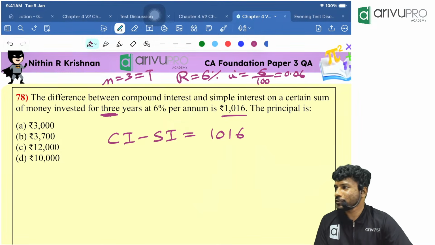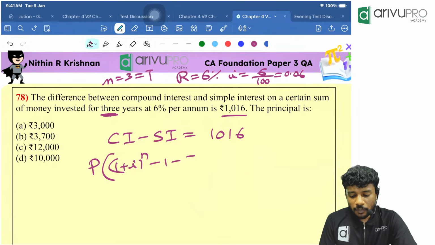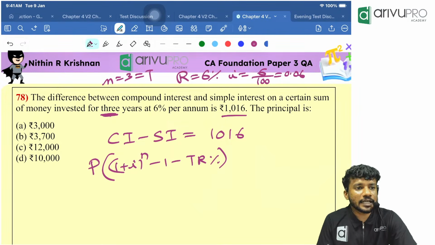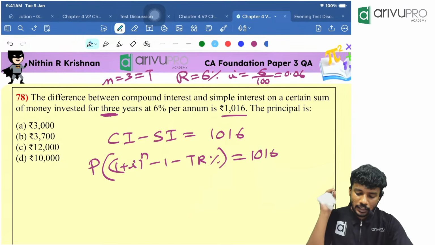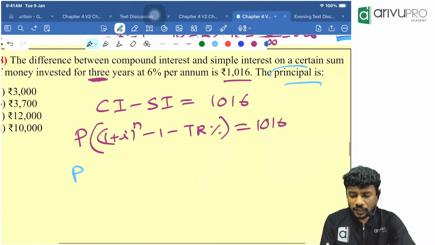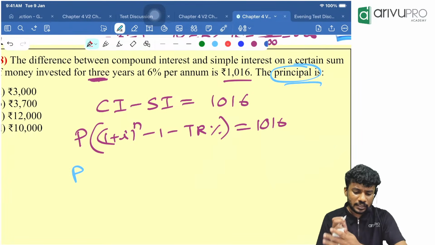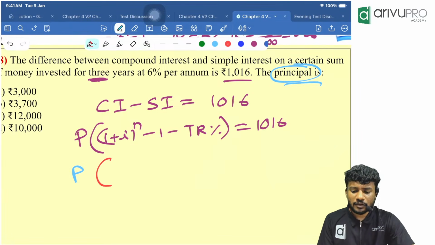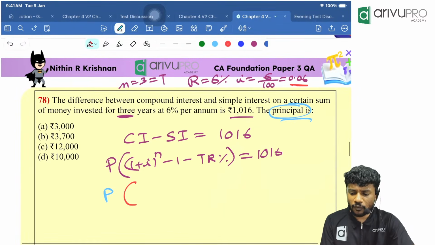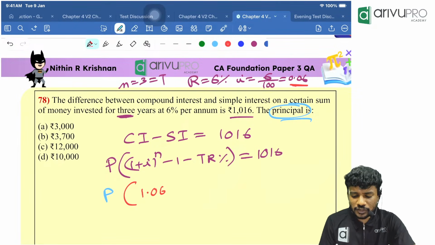Then, what is the formula for CI minus SI? Principal into (1 plus I) the whole power n minus 1 minus TR percentage, which is equal to how much, people? 1016. Then, people, principal I don't have. We need to find the principal. Correct? P is equal to how much is my question. Then 1 plus I is how much? I already have, 0.06. So 1.06 the whole power.